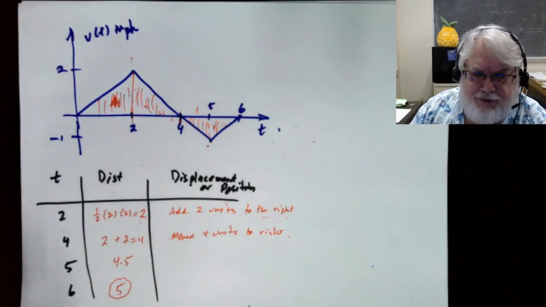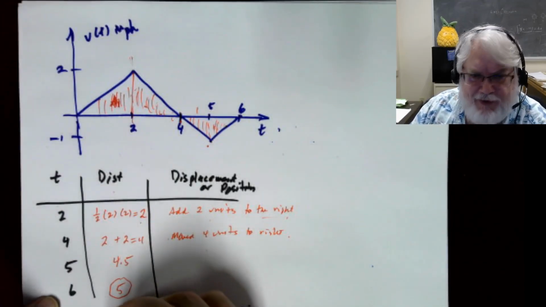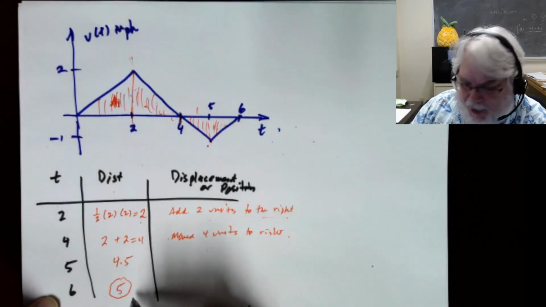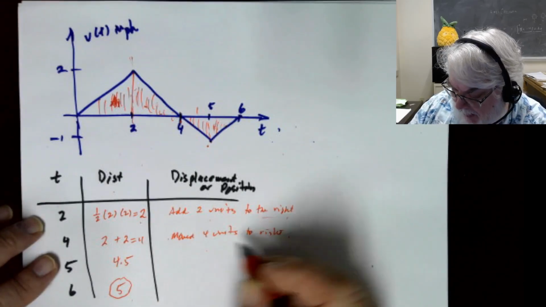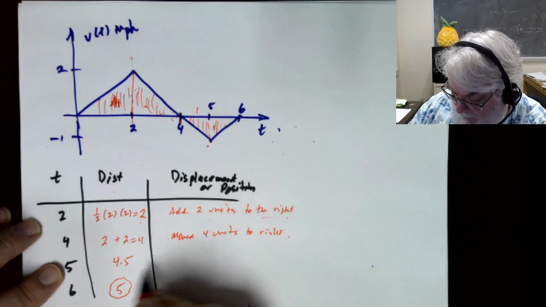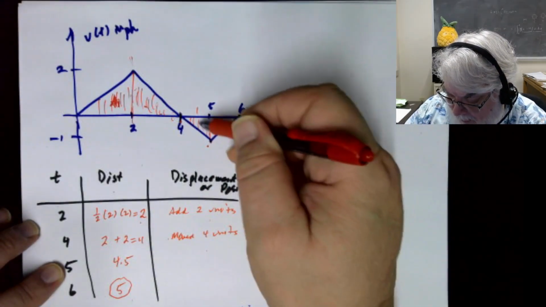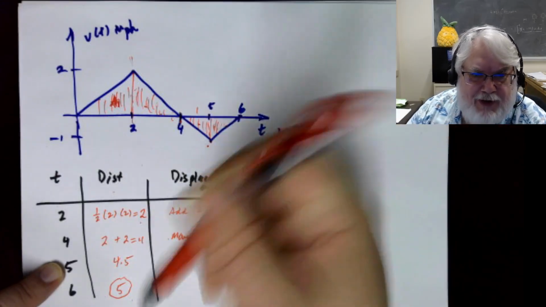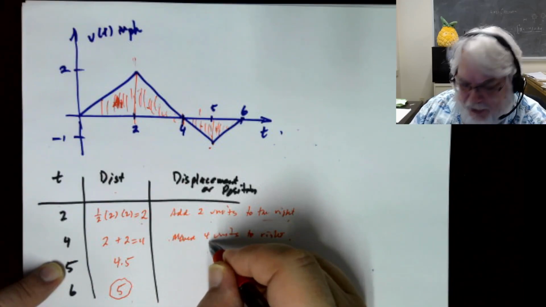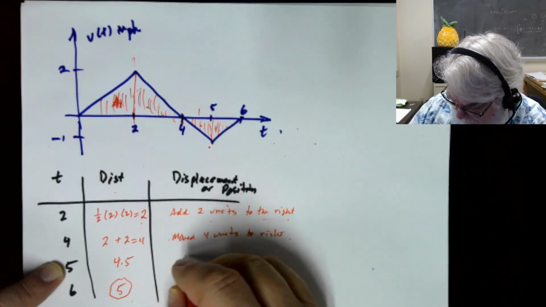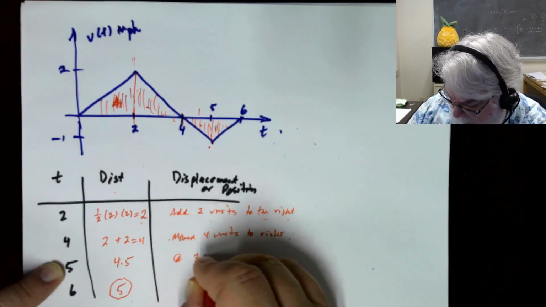So this says that I've traveled 5 units total. It doesn't matter right or left, I've just traveled 5 units, so you could think of that as miles if you like. Now displacement is going to be different. I've moved 4 units to the right, but now at time 5, I've moved 1/2 unit to the left. So if I move 4 units to the right and then 1/2 unit to the left, I'm now at 3.5 units right.